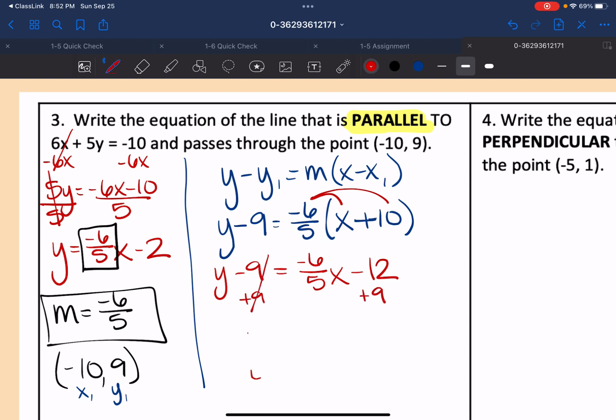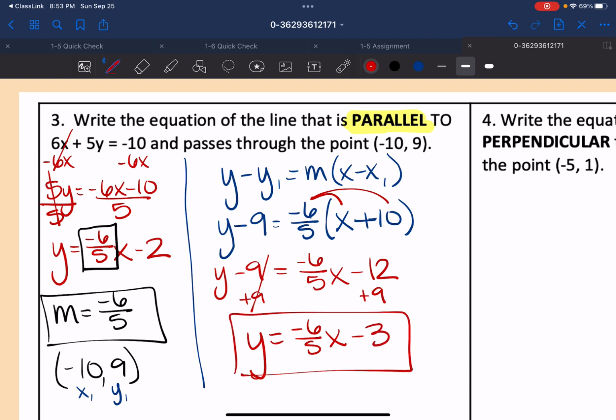Then all we have to do is add the 9 to get the y by itself. y equals negative 6/5 x. Negative 12 plus 9 is minus 3. And that is our final equation. We can see that the slopes are the same, so the lines would be parallel. Their y-intercepts would be different, and we could see both equations on the line.